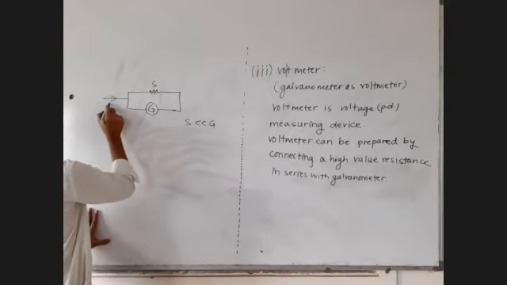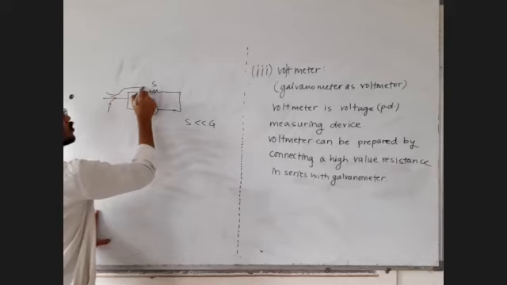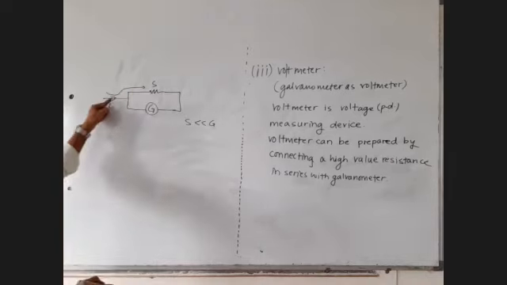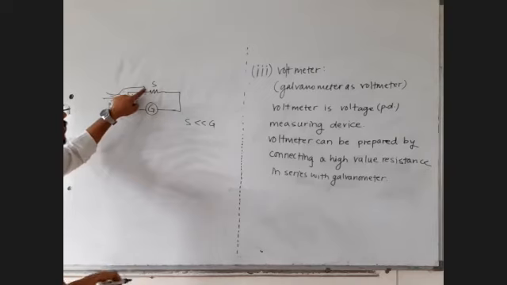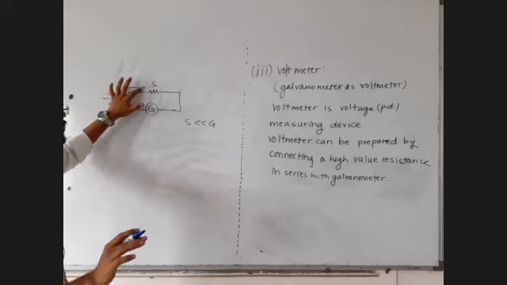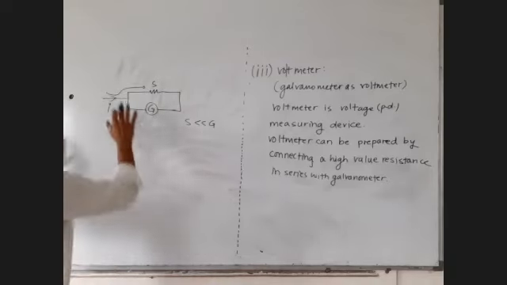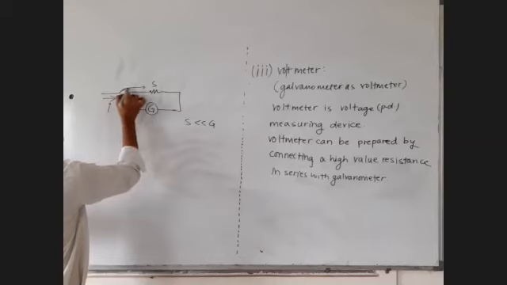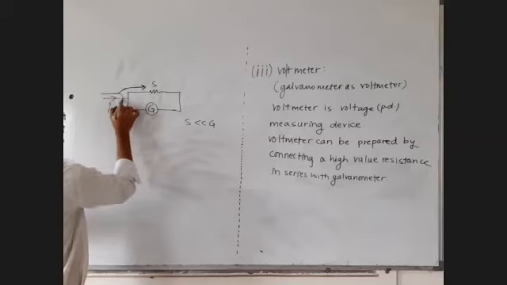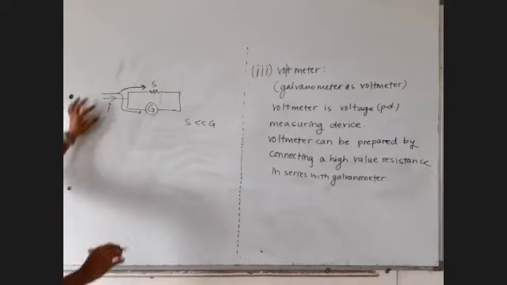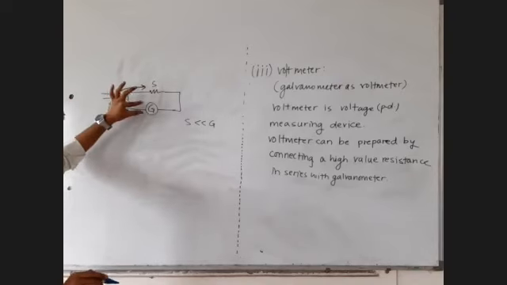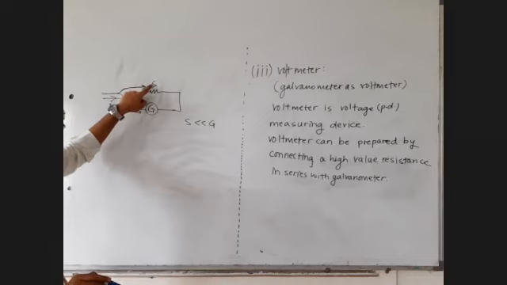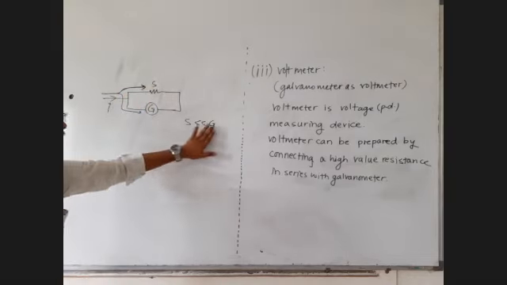Because whatever current is entering here, most of the current should pass through this, and you know current always takes the path of lower resistance. Lower resistance means high conductance. So this branch has high conductance means this branch has low resistance. Actually it is the fractional division. So most of the current should pass through the shunt, otherwise galvanometer will get damaged. So to prevent galvanometer from damage, shunt must be very less than G.